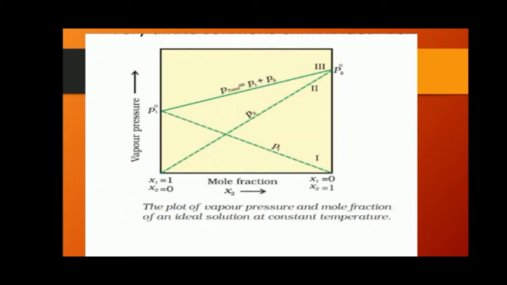This is the plot of vapor pressure and mole fraction of an ideal solution at constant temperature, where on y-axis vapor pressure is considered and on x-axis mole fraction is taken. Remember students, here x1 and x2 are the mole fraction of solvent and solute for a binary mixture, where P total you have studied in previous slides is always equal to partial vapor pressure of the two components, that is P1 plus P2.